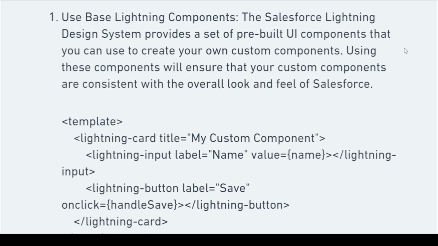In the example we have used, we are making use of a lightning card with the title My Custom Component. In this we are using an input label, and down here we would be using a lightning button. The look and feel of this functionality is managed by the lightning card itself. In order to override it, we write some CSS classes, but the basic blueprints are ready-made for us.